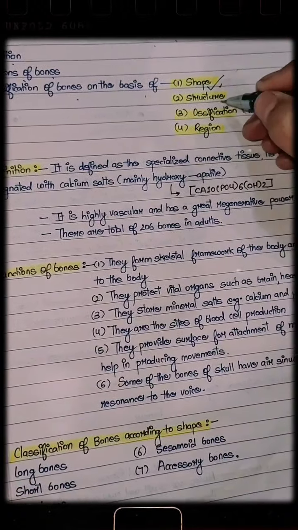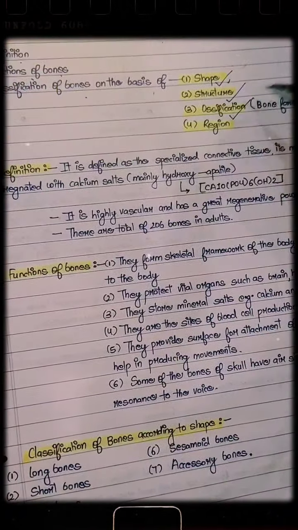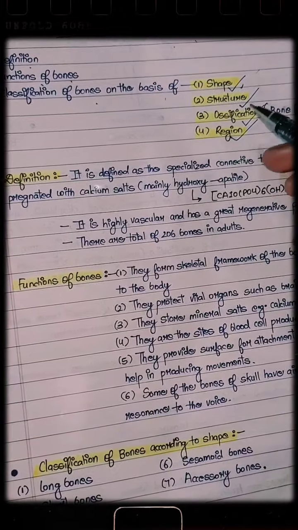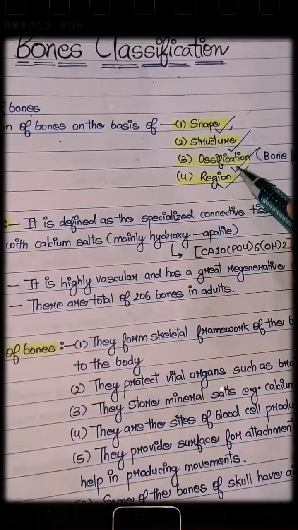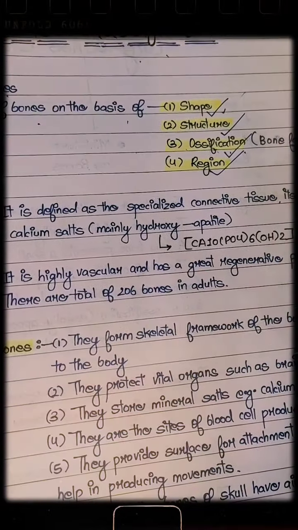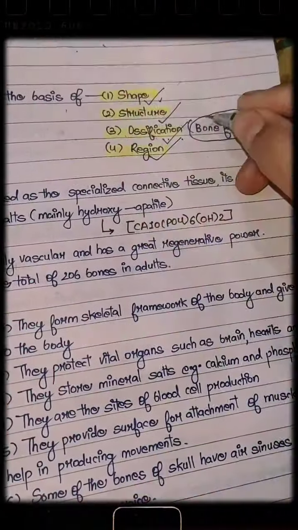First one is the shape. Second one is structure. Third one is the ossification, and fourth one is the region. So ossification is a new word. What is it? It is defined as a procedure in which a bone is produced. It is known as bone formation.